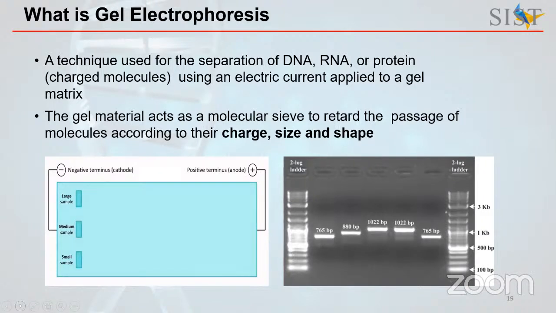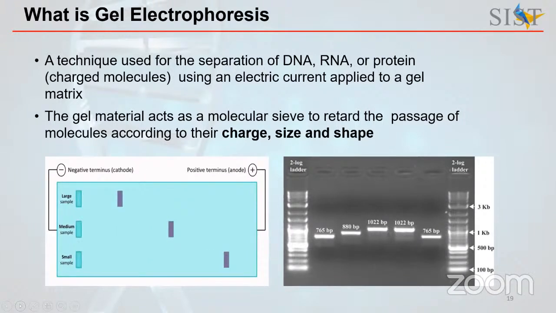So the second picture shows how the end product of the gel electrophoresis is seen under a UV illuminator. Here we'll use multiple requirements to run the gel electrophoresis. At the end, after the electrophoresis is run, we'll see the gel on a UV transilluminator. This is how the picture will look.